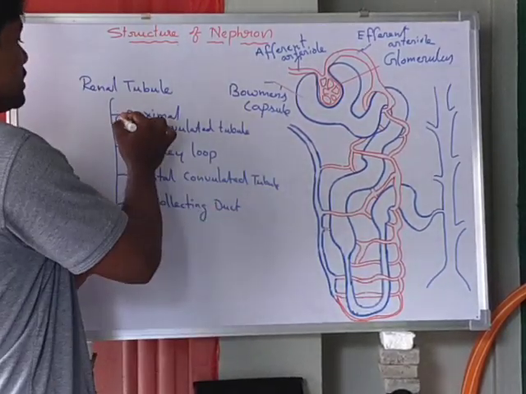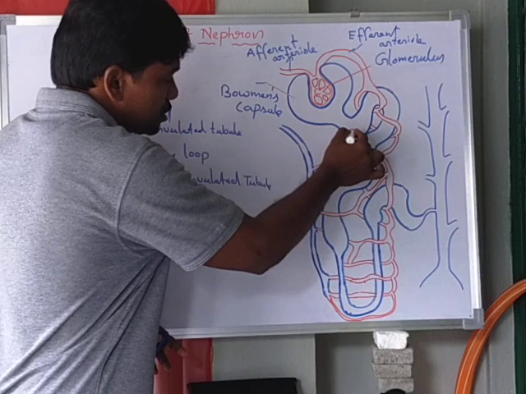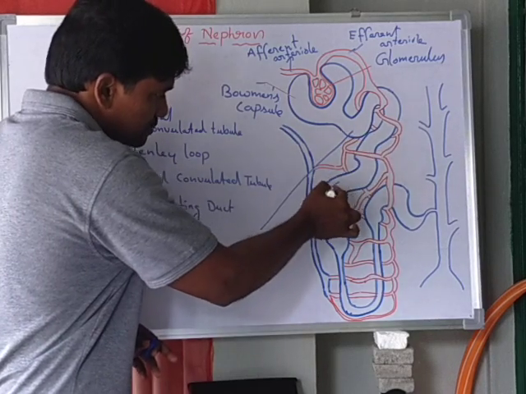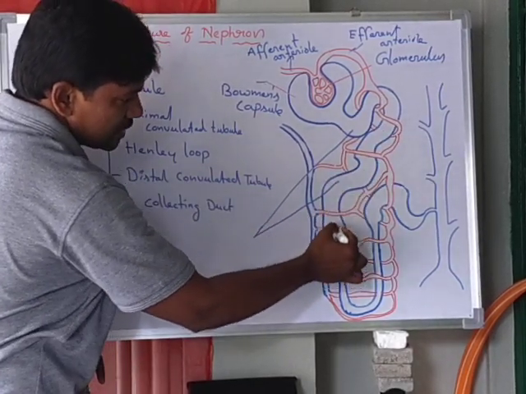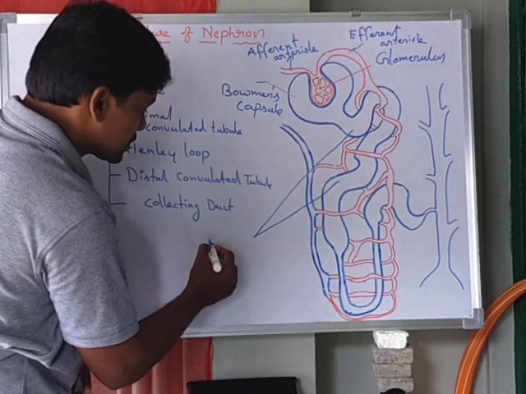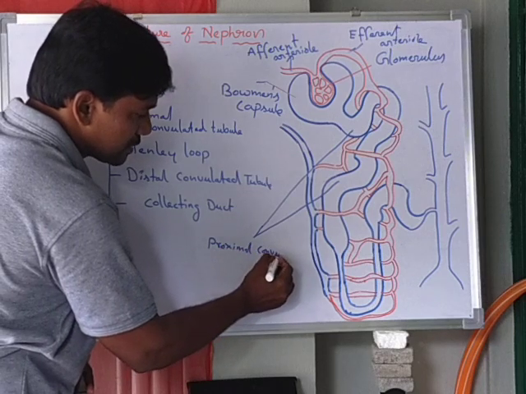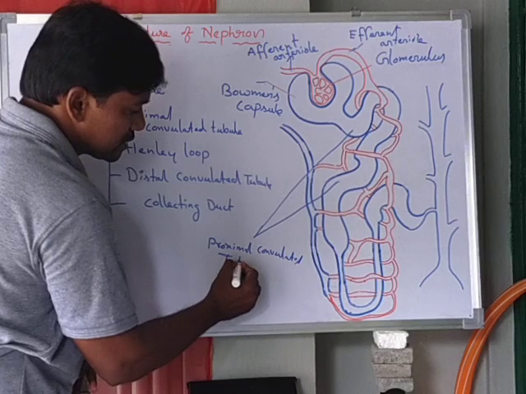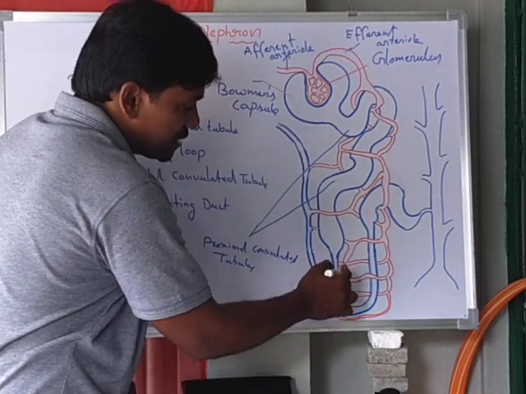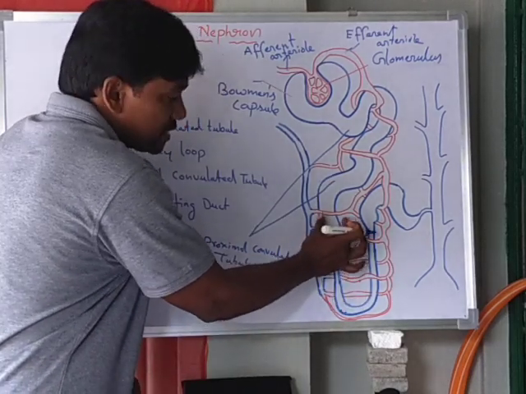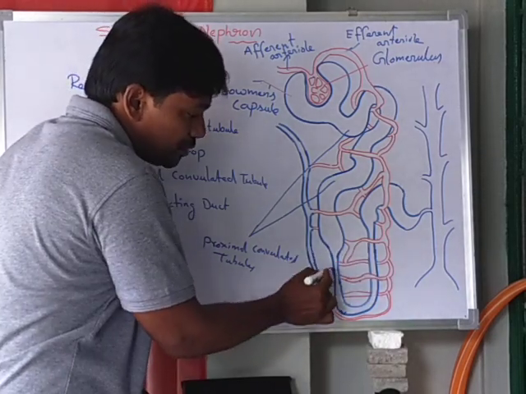First we will learn about the proximal convoluted tubule. Here we see this is the proximal convoluted tubule. This proximal convoluted tubule is a wide tube, and it opens into a narrow tube called the Henle loop.